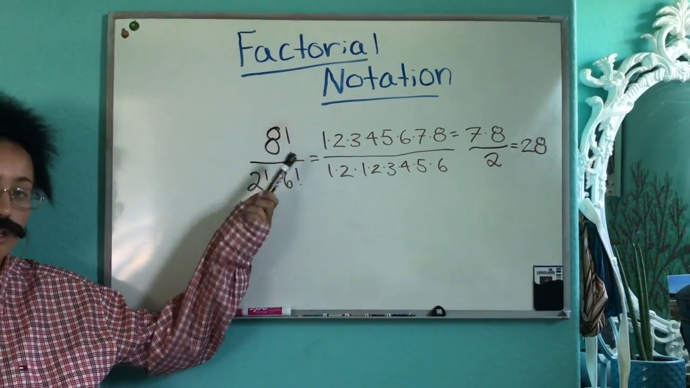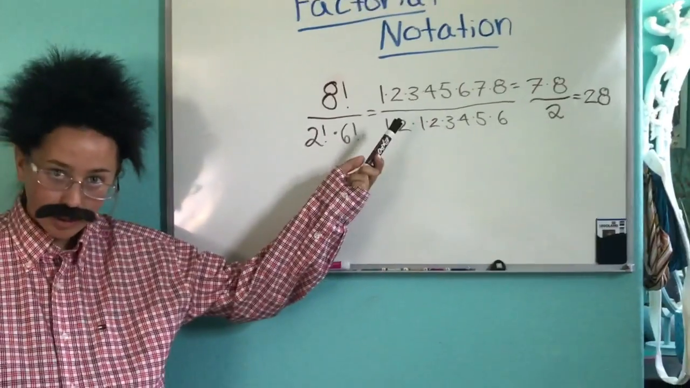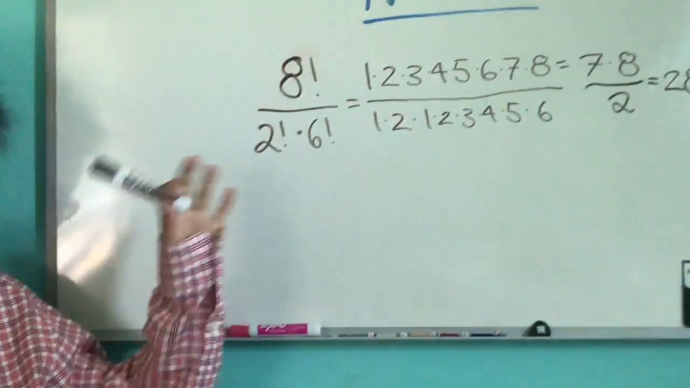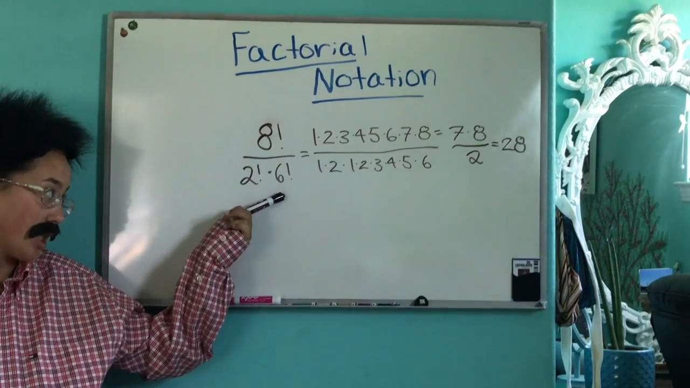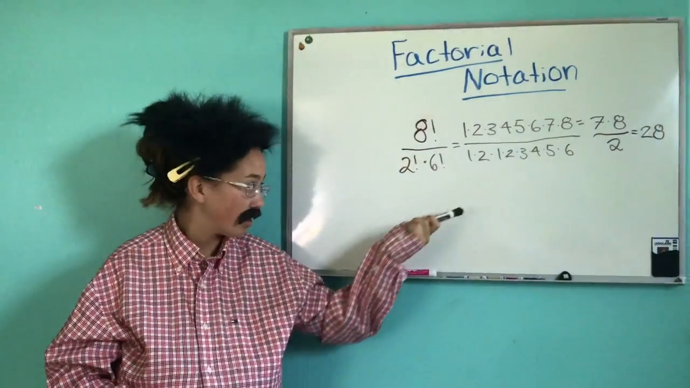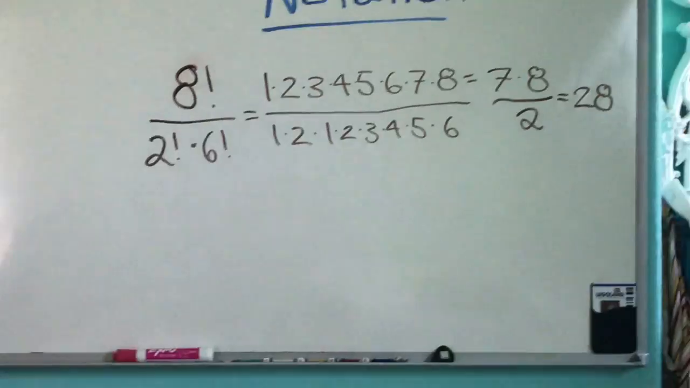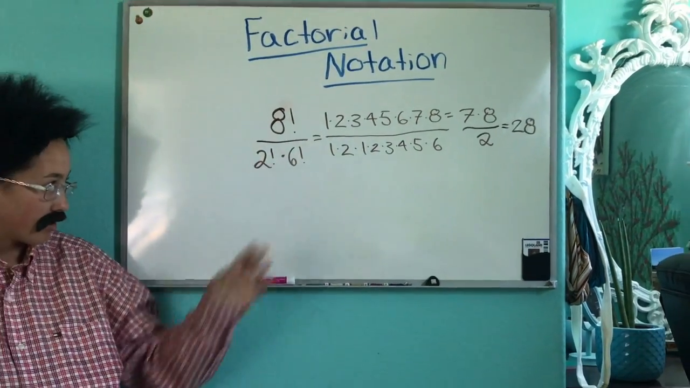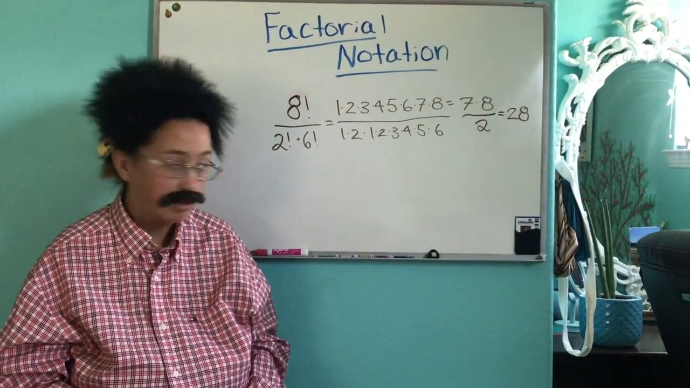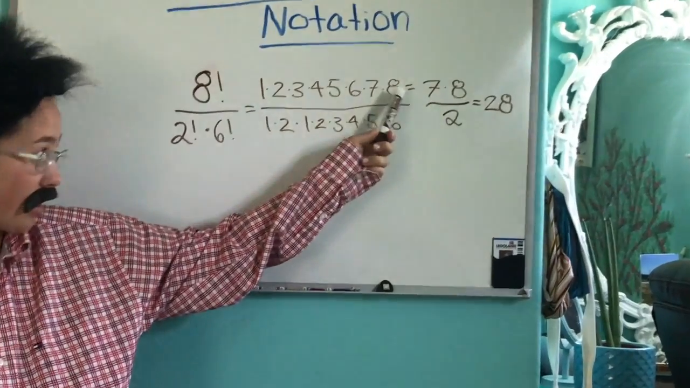So when it's an exclamation mark, you say factorial. You're going to write it out like this. And same with this, this is 2 exclamation mark, or factorial, times 6 exclamation mark. And now 2, how many products of 2? 1, 2. And then 6, 1, 2, 3, 4, 5, 6. And now it's divided by that. So now, if you multiply this 1 times 2 times 3 and so on, like I just said, it is 7 times 8.